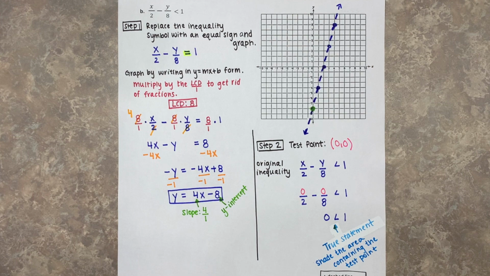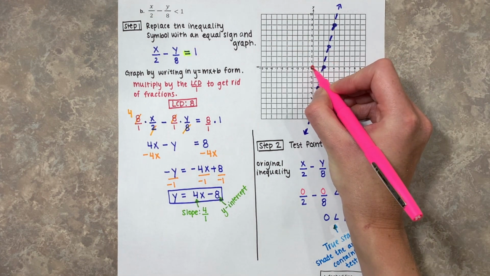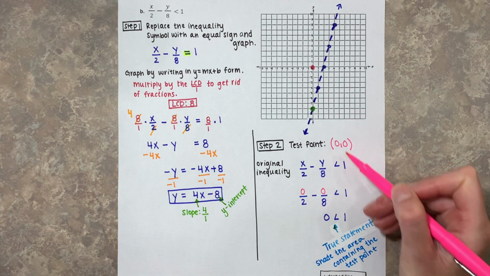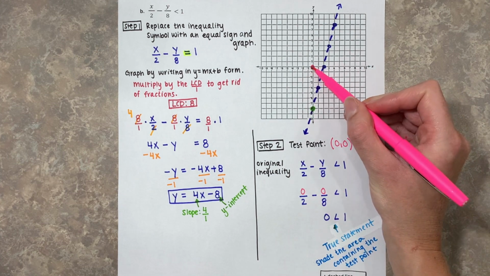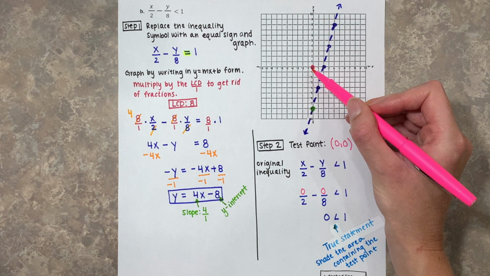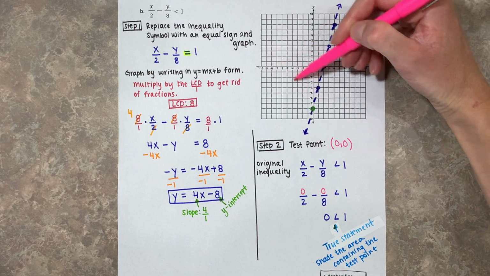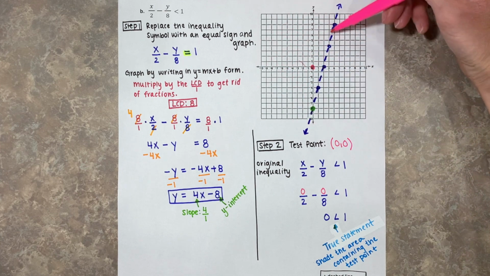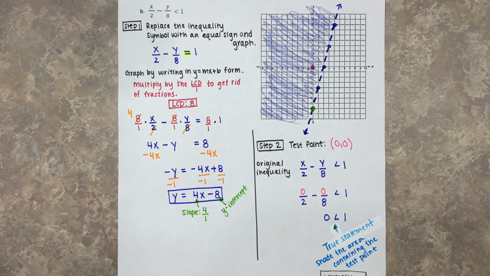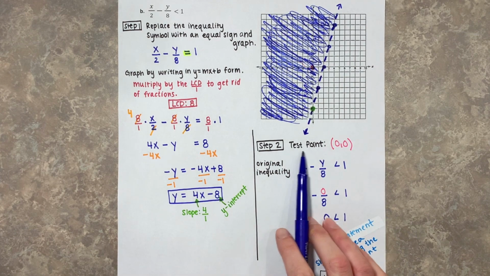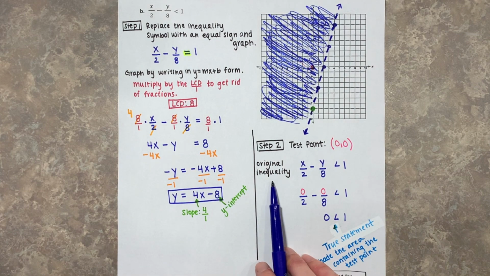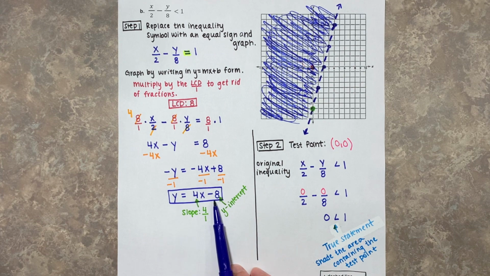And logically, that makes sense. Our test point is right here. And when we plugged in our test point, we got a true statement, which means that this is a solution. And where we shade represents all of the solutions. So if this is a solution, it makes sense that we want to shade the area containing that point to represent the solutions. Now, I want to emphasize one more time, make sure you plug your test point into the original inequality, not the y equals mx plus b form.